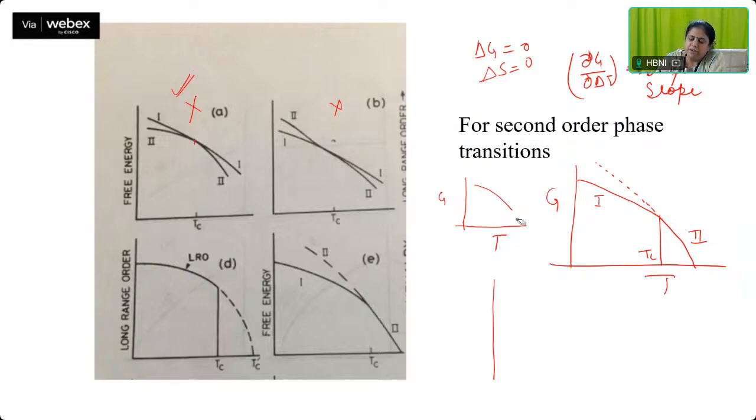Now for your ease, I will draw both of them and let us try to compare. Okay. This is my second order and this is first order.